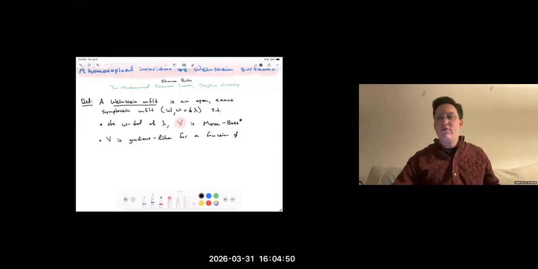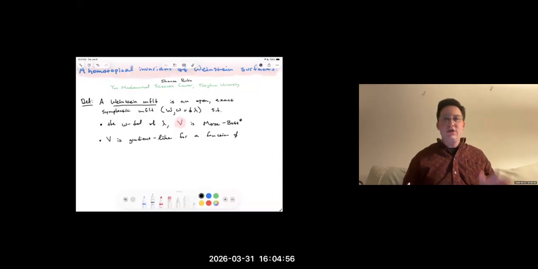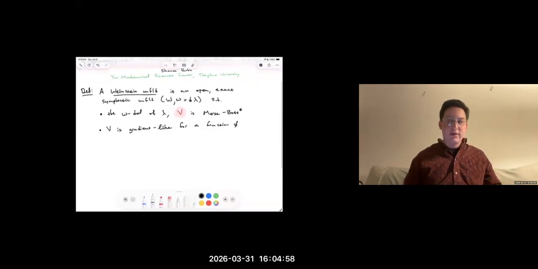Gradient-like means with respect to some Riemannian metric, V is roughly the gradient of a function, but the function very rarely enters into play here. It's just an idea that I'm going to reference a little bit. But the main point is that we have a vector field that has some good properties.